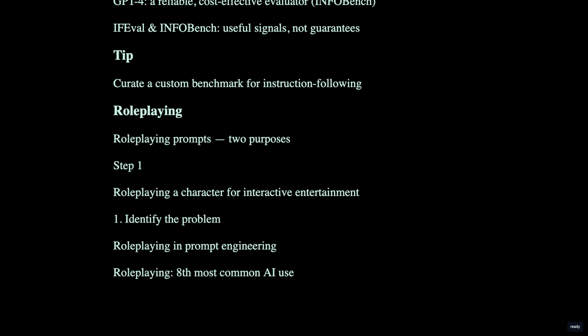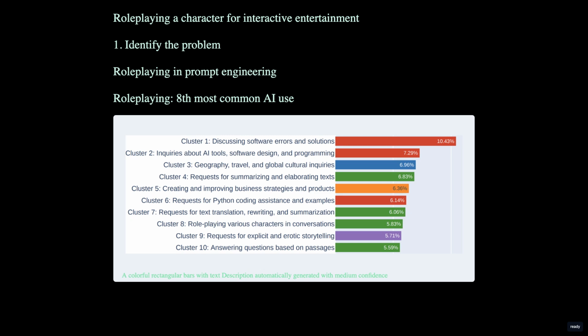LMSYS analyzed 1 million conversations from the Vicuna demo and chatbot arena and found role-playing to be the 8th most frequent use. That frequency helps explain why role-playing is especially important for AI-powered NPCs in games, virtual companions, and writing or brainstorming assistants. Look at the colorful rectangular bars and the short caption that says this description was automatically generated with medium confidence. Pay attention to the color groupings and relative bar widths to infer categories or emphasis, and remember the caption flags that the label may be only partially reliable.